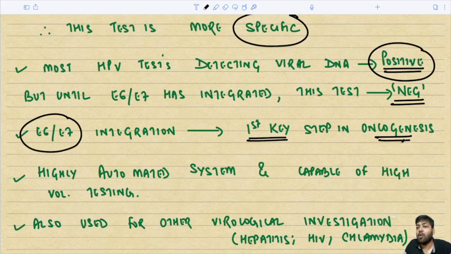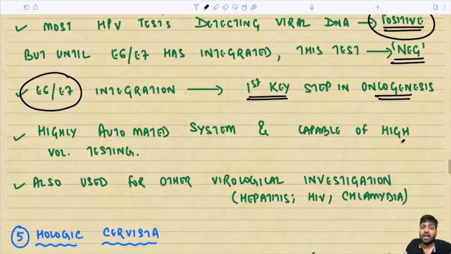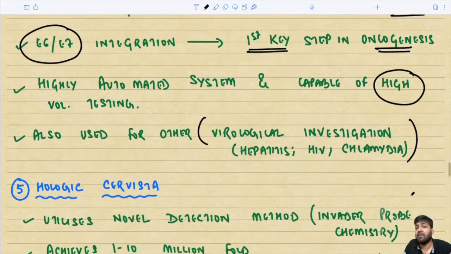So this test is going to come out positive only once the process of oncogenesis has started. So this test is a little bit more specific. Try and understand, most of the other tests will become positive, while this test will remain negative until the E6, E7 has integrated with the host DNA. Only when they have integrated will this test, the GenProbe Aptima, come out positive, and that is why this test is quite specific. It is a highly automated system capable of high-volume testing. It is also used for other virological investigations like detection of hepatitis, HIV, chlamydia.